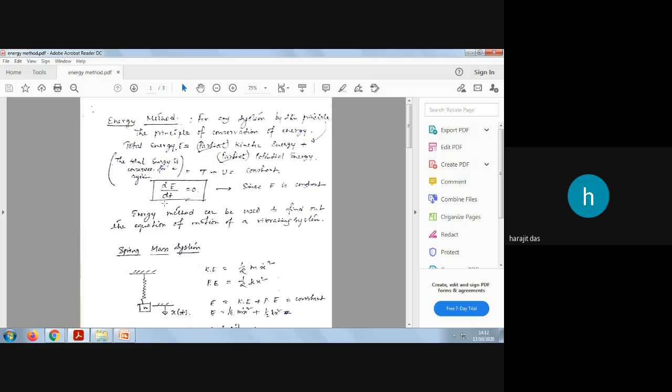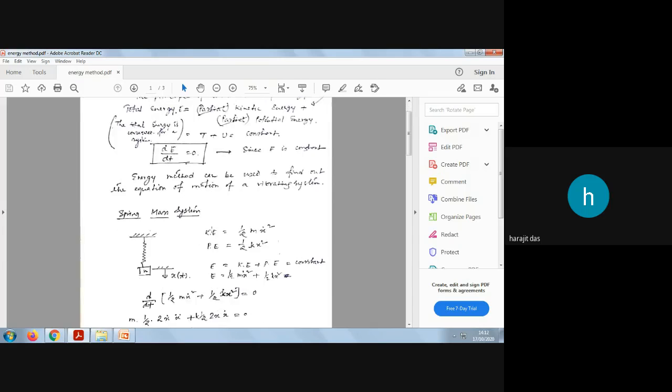Suppose 20 kilojoule of energy is there at 12 o'clock, then at 4 o'clock also the energy is 20 kilojoule for the system. It is invariant with time. If you differentiate any constant, you will get the value as 0. We will use this mathematical concept and finally find the equation of motion.